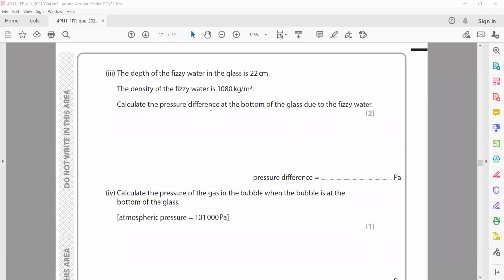The depth of the fizzy water in a glass is 22 centimeters, so we have to convert that into meters. The density is 1080. Calculate the pressure. Pressure is equal to density, gravity and depth. So density is 1080 multiplied by gravity, which is 10, multiplied by depth 0.22. So we'll get the pressure 2400 Pascal.